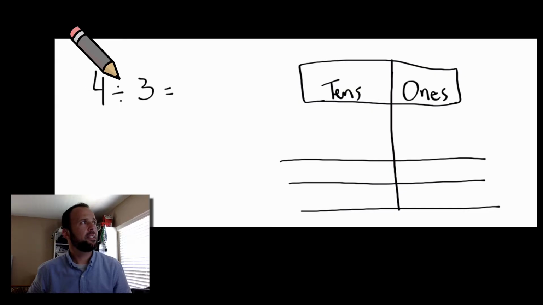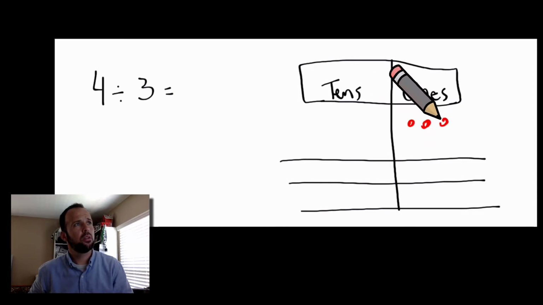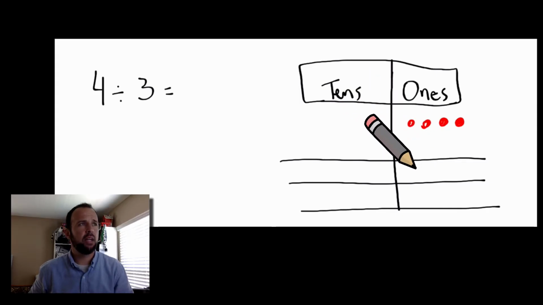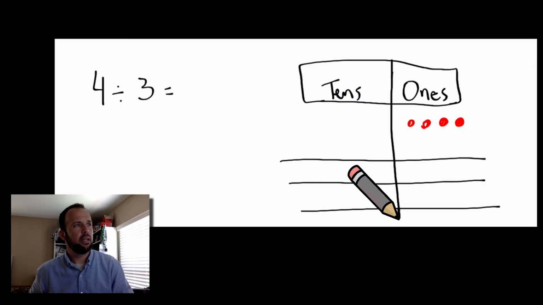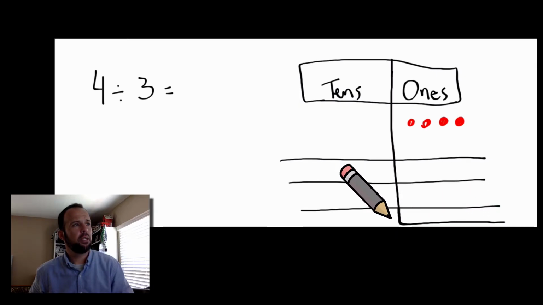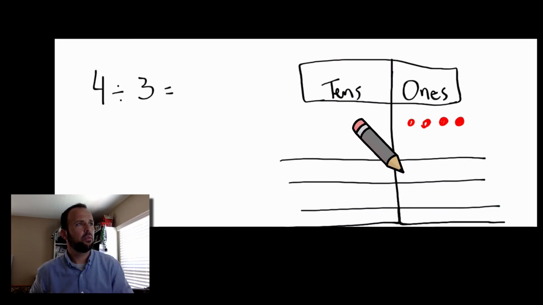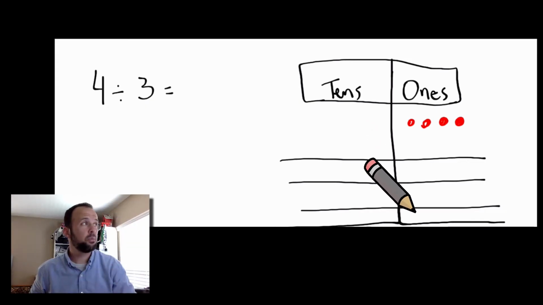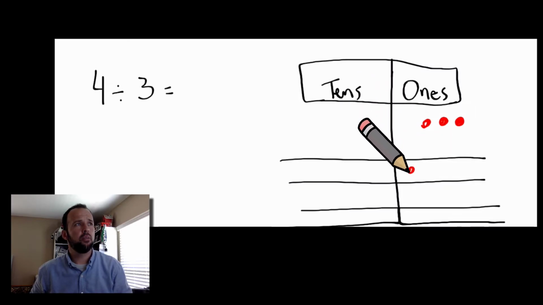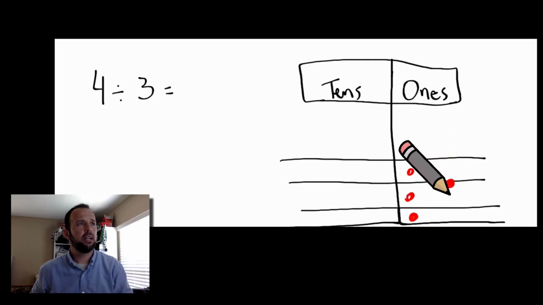All right, so starting out nice and easy again, we have 4 divided by 3. So I don't have any 10s, but I do have 4 ones. 1, 2, 3, 4. 4 ones, right? And I'm dividing them into 3 groups. 1, 2, I'm going to add another group because I'm dividing by 3 on this one. So I have 1, 2, 3 groups. So let's take those 4 ones and divide them into those 3 groups. I would have one here, one here, one here. And then this one is not going to fit anywhere and make it even. So he's going to be my remainder.